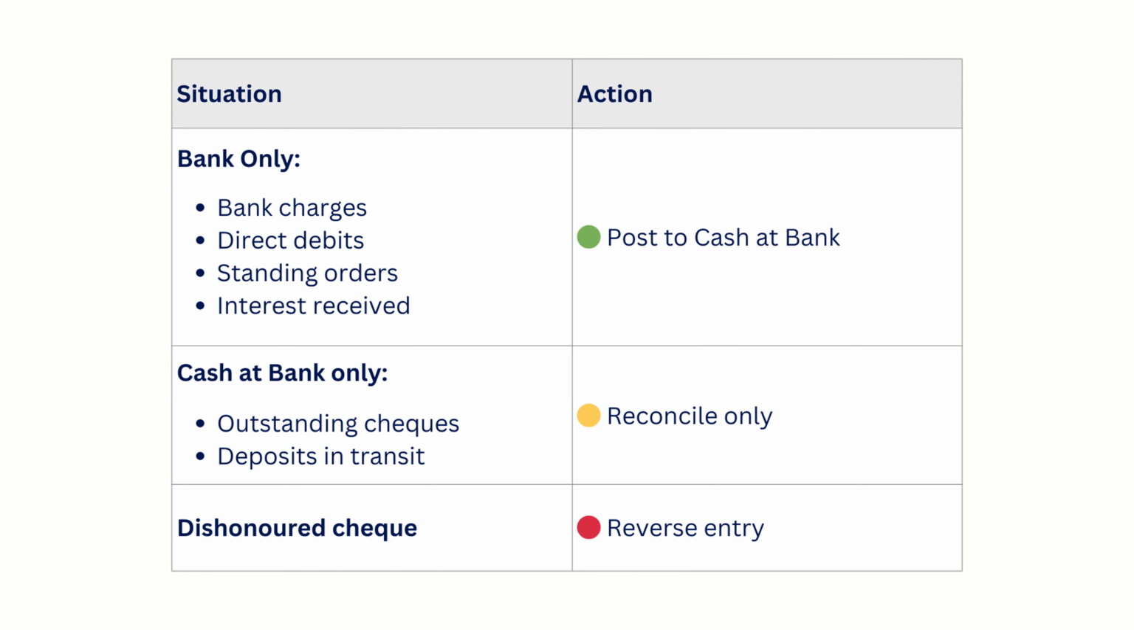Dishonoured cheques are different from a timing difference. We originally believed the cheque had been received and recorded it in our books, but the bank has rejected the cheque. This means the cash from our customer was never actually received. As a result, our original entry must be reversed. We reverse the original receipt by crediting the cash at bank account and debiting trade receivables. Dishonoured cheques are not timing differences.